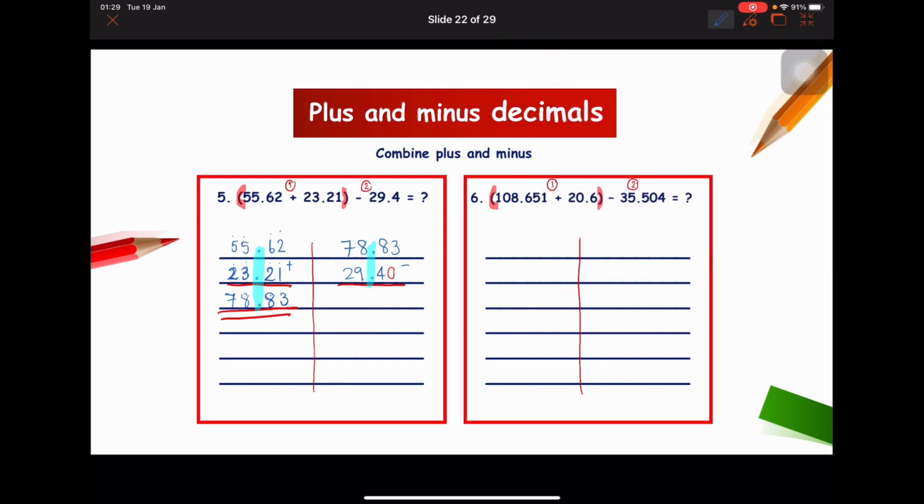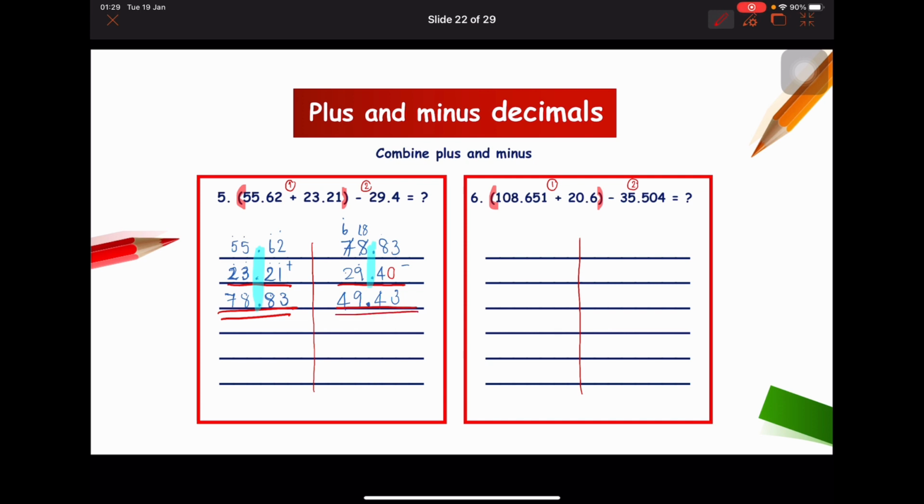3 minus 0 equal to 3. 8 minus 4 equal to 4. 8 minus 9 cannot. Change to be 18 and borrow 7. Change 7 to be 6. 18 minus 9 equal to 9. 6 minus 2 equal to 4. Don't forget about the decimal point. Fine. Now you get the answer.